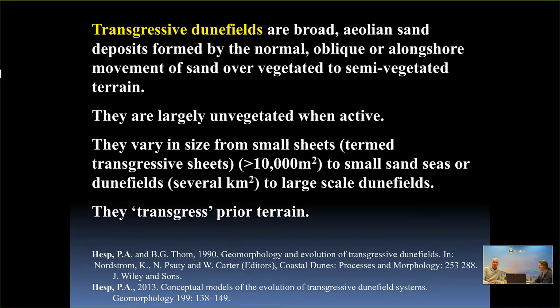And they vary in size from quite small sheets, much like your bed sheet in that they don't have dunes on top of them, to small sand seas or very large-scale dune fields. They're called transgressive dunefields largely because they transgress, they roll over, they translate over any terrain that's sitting in front of them.